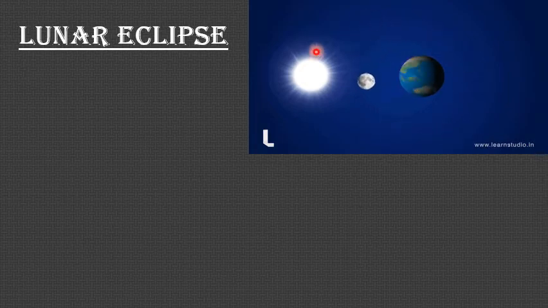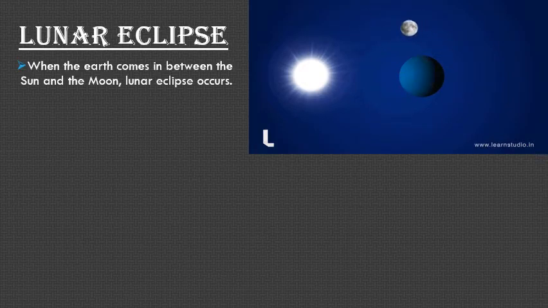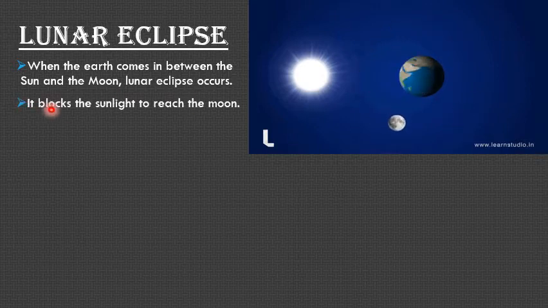So how can we define it in words? When the earth comes in between the moon and the sun. When it goes back, earth comes in center. When the earth comes in between sun and the moon, lunar eclipse occurs. It blocks the sunlight to reach the moon. When moon goes back to the earth, there is no sunlight on the moon.